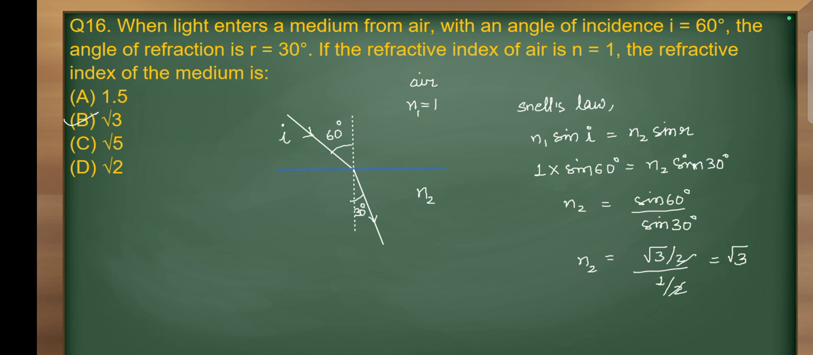So according to Snell's law, n1 sin I is equal to n2 sin R, where n1 is the refractive index of air, which is equal to 1, and the angle of incidence is 60 degree, and n2 is the refractive index of medium, with angle R, that is 30 degree. So n2 will be equal to sin 60 by sin 30. And when we put the value of sin 60, that is root 3 by 2, and sin 30, that is half, n2 will be equal to root 3. So option B is correct.